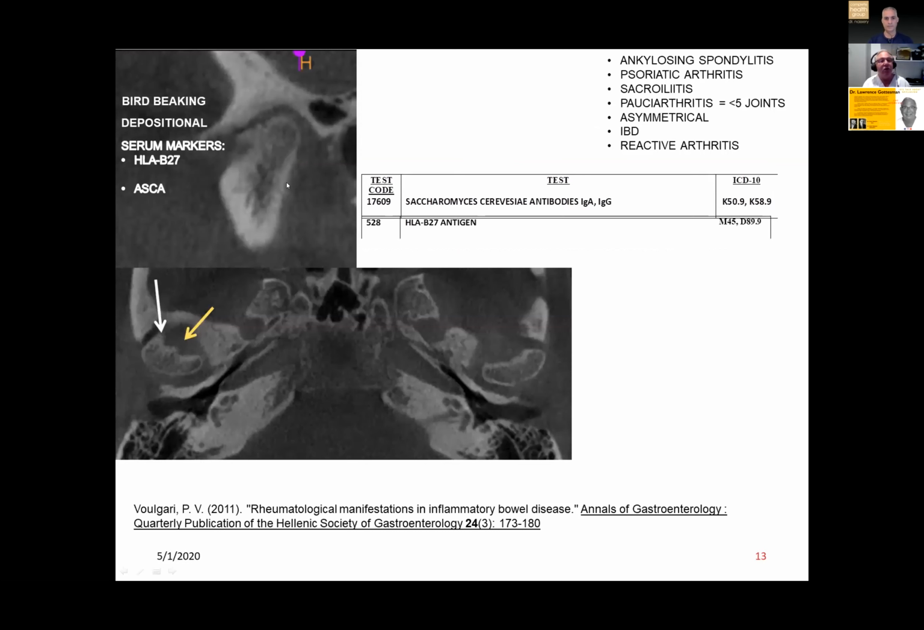Now, when I take a look at her from the axial view, you notice what I've got going on over here.